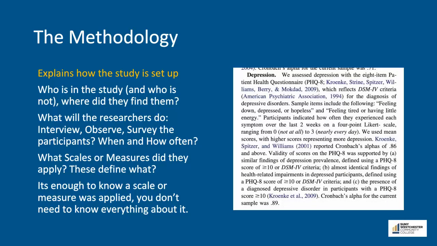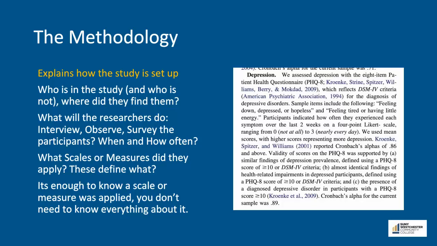The methodology section will also define measures and procedures. How was the study set up? Was it an interview or observation? Were the participants part of an experiment? Was this a one-time occurrence, or did it happen over an extended period? If the study is looking at depression, how will they define this?